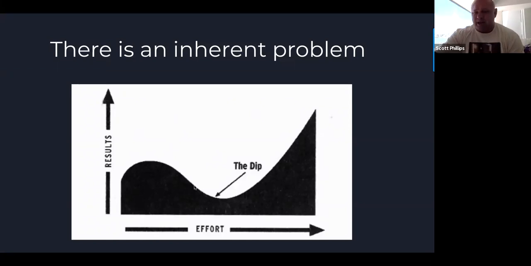Your results aren't matching mine. You're starting to think there's something wrong with you or something wrong with the system, and you're tempted to give up. This is where most people give up, in the dip. But look at what happens once you climb out of that dip: you have steady and smooth acceleration in your results.